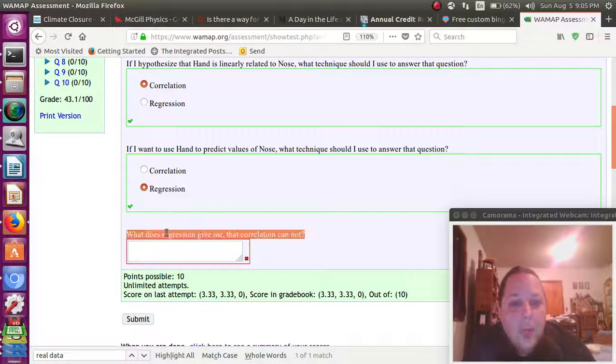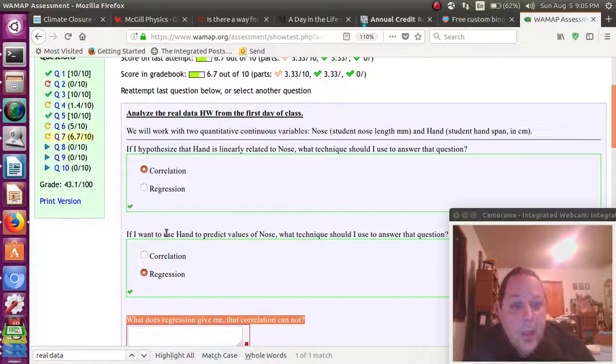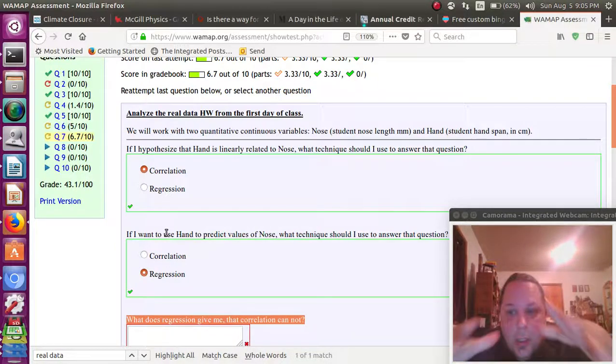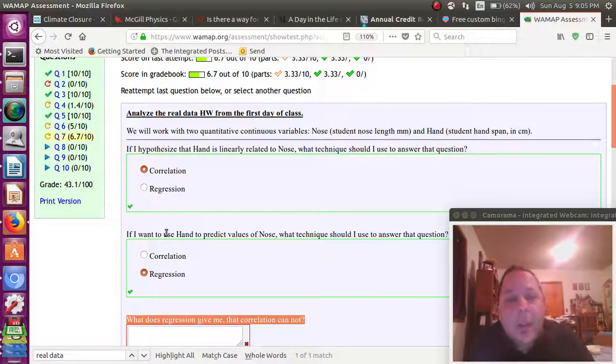So what does regression give me that correlation cannot? Regression lets you make predictions. That's the difference. That's what it does. The assumptions are somewhat simpler for regression. We're assuming only that y is normally distributed, whereas correlation assumes that both have a bivariate normal distribution, sort of like a cone shape in 3 dimensions. But the main purpose, the reason we use regression, is because it lets me do predictions. Okay.